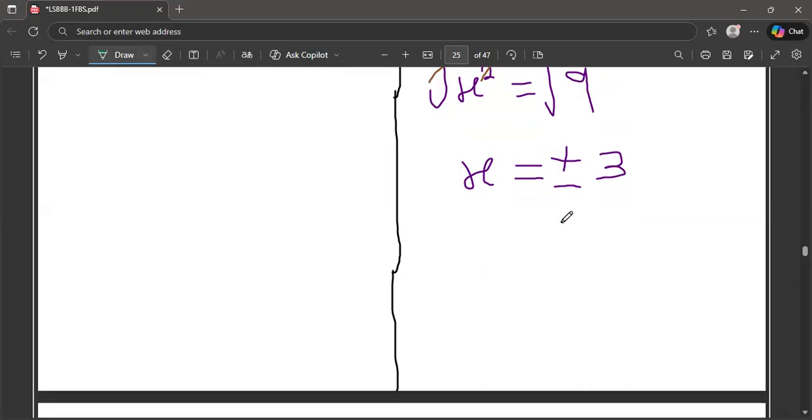So at the end of the day, when I draw a curtain over here, I can say that my x is equal to positive 3, and also my x is equal to negative 3. Do you understand me?